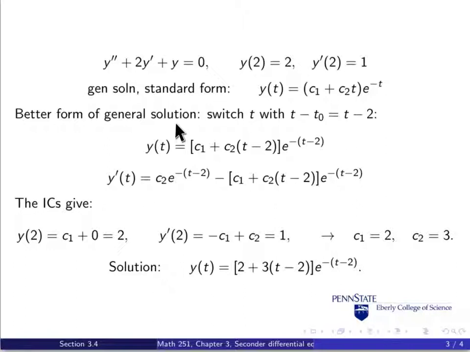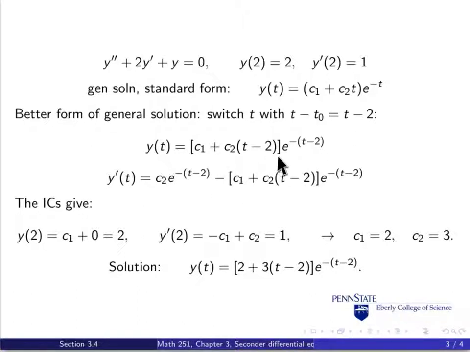The trick here is to switch t with t minus t naught, where t naught is the time where the initial value is assigned. Here it will be t minus 2. So we take this form and switch t into t minus 2 in both places, and this is the one we get. Here's t minus 2, here's t minus 2. And you can differentiate this once.